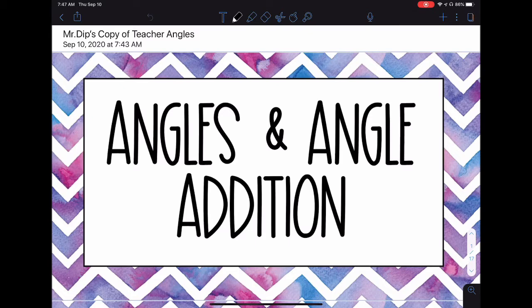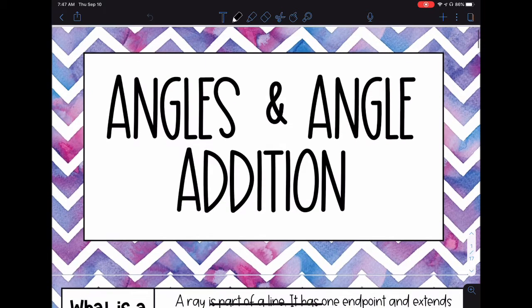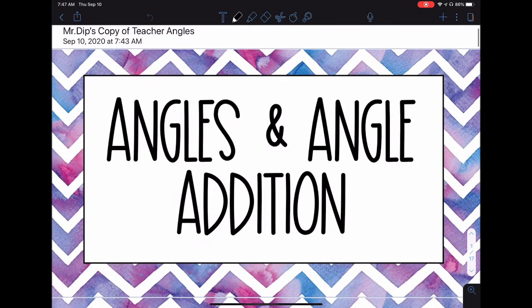We're going to talk about angles and angle addition. So this should be pretty straightforward. It's almost like the segment addition that we did, except now it's actually going to be doing angles.